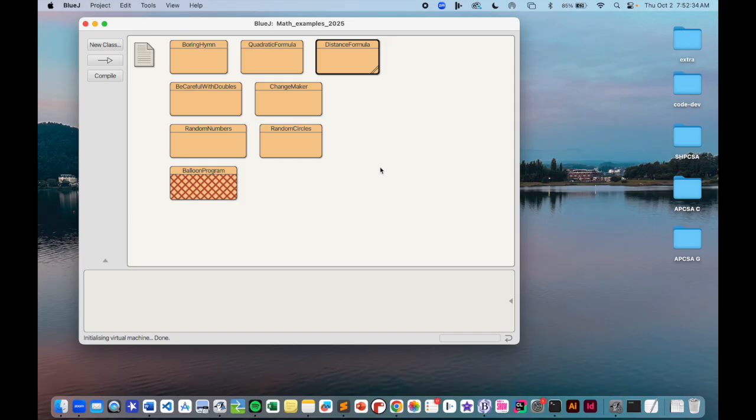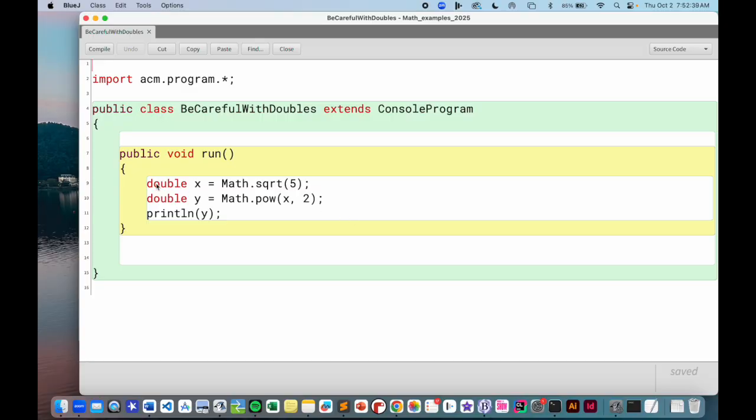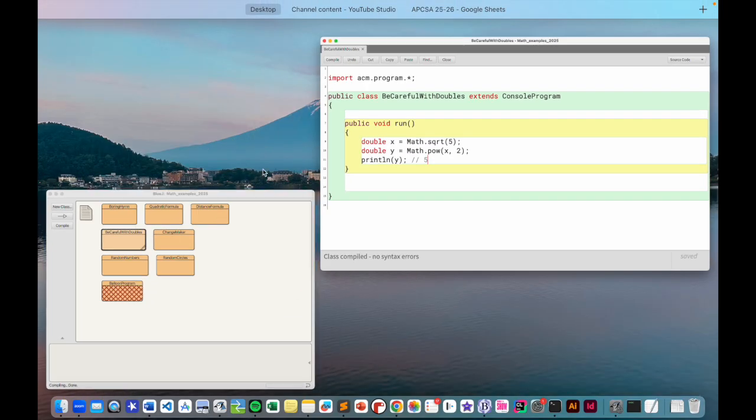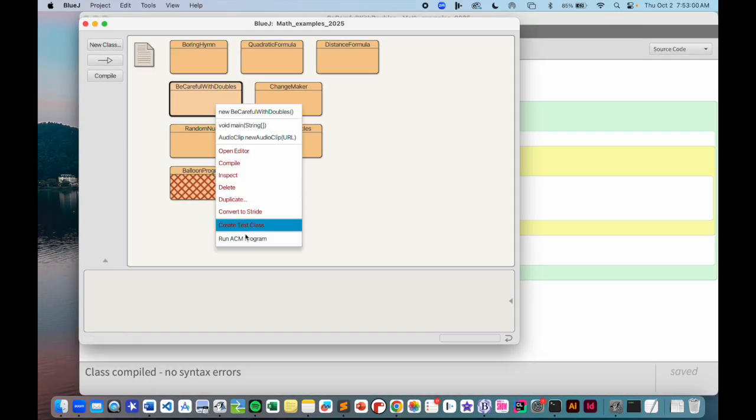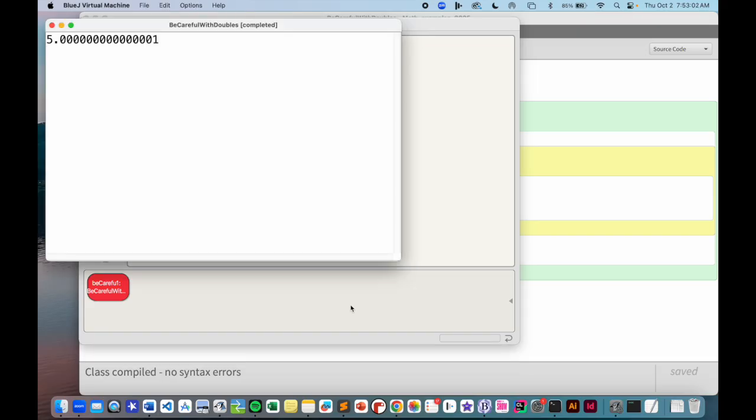So I'm going to close out of this. Don't run this program, but let's open up the program BeCarefulWithDoubles, and let's think about what's happening here. Look, what am I doing? I'm taking the square root of 5 and then taking the result of that and squaring it. So what would I expect to get back from this is probably the number 5, right? If I take a square root and then square it, I should get the same number back. Let's go ahead and run this and see what's actually happening. Oh, funky, right? It's weirdly a little bit off.